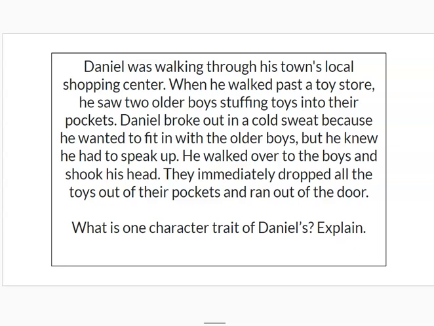The character trait that I would use to describe Daniel is brave. He could have just ignored the boys or pretended like he didn't see what they were doing, but he knew what they were doing was not the right thing. All he had to do, and all he did, was walk over to the boys and shake his head. He didn't say anything to them at all, but just from him doing that made the boys make better decisions.